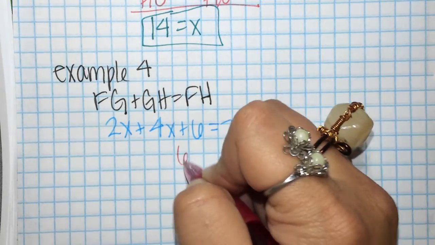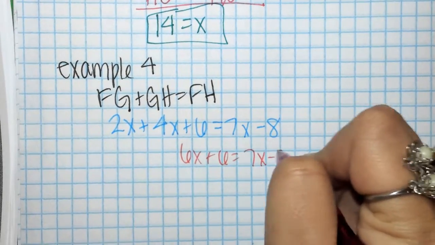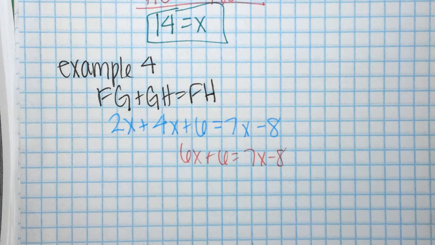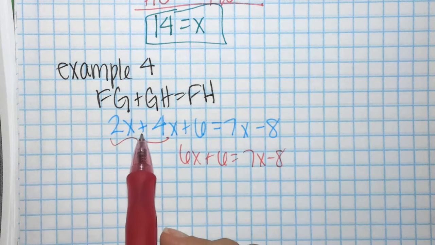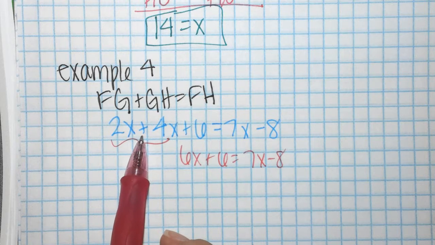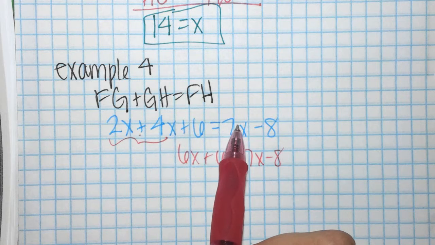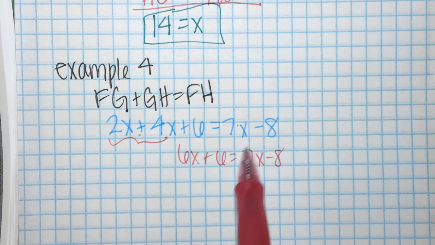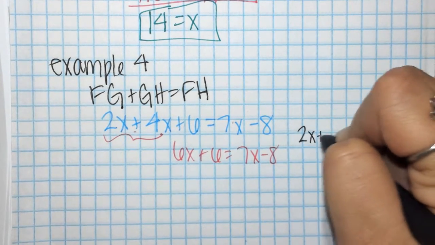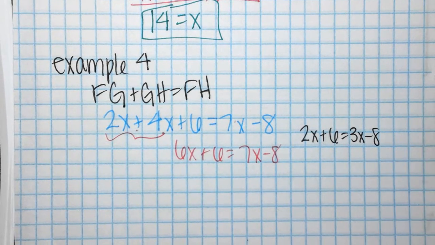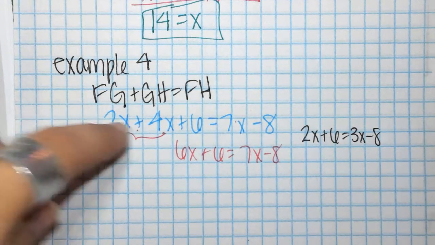Alright, so did y'all get 6x plus 6 equals 7x minus 8? Okay, guys, we combined like terms. 2x plus 4x is 6x. I thought you were supposed to subtract 4. Do you see how it has a plus sign? Did you subtract from both sides? And so then you got 2x plus 6 equals 3x minus 8? That's okay. So if you subtracted like they did, they got 2x plus 6 equals 3x minus 8. So it's easier to combine like terms.